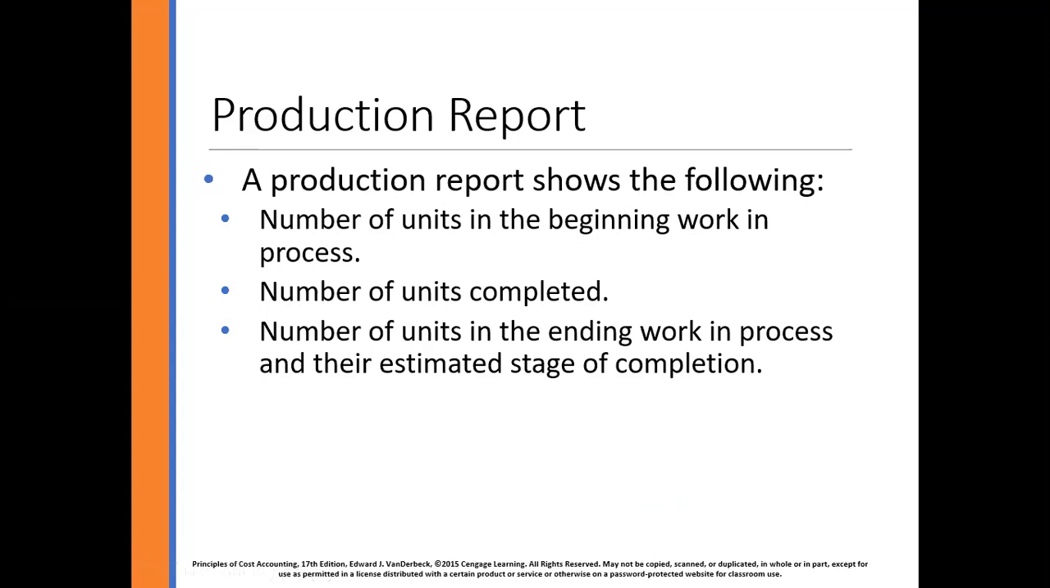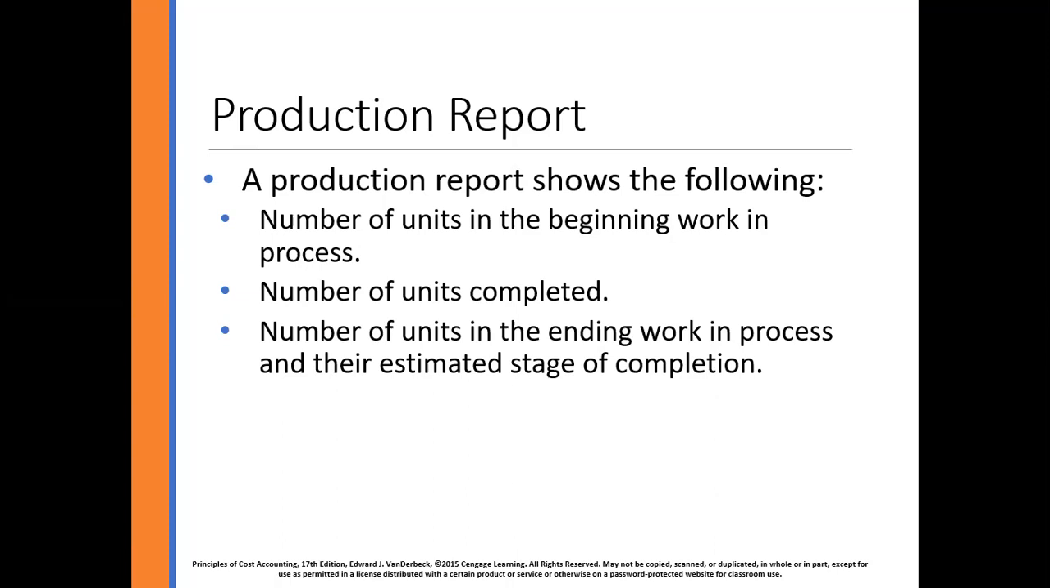So the production report, and I'm going to tell you what the first example is. It looks like the first example in our textbook is on page 264, the production report, and we're going to get practice preparing one of these together. But we're going to be looking at the number of units in the beginning work in process, the number of units completed, and then of course, the number of units in ending work in process.